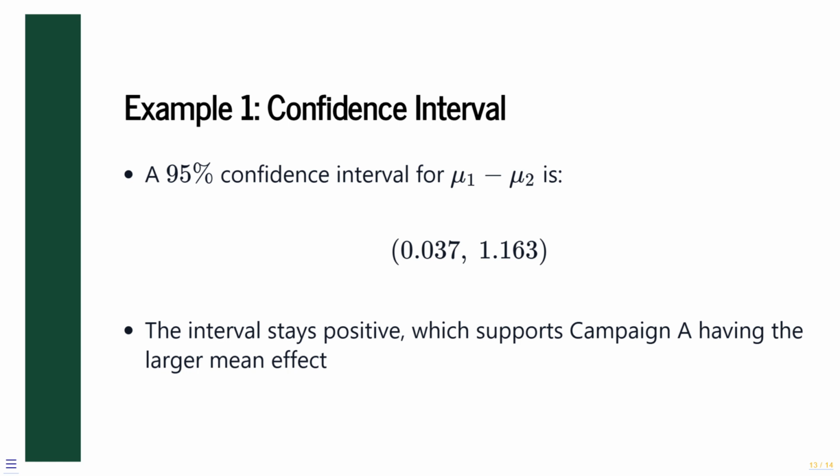The 95% confidence interval for mu sub 1 minus mu sub 2 is from 0.037 to 1.163. Because the entire interval is positive, it supports the conclusion that campaign A performs better on average.